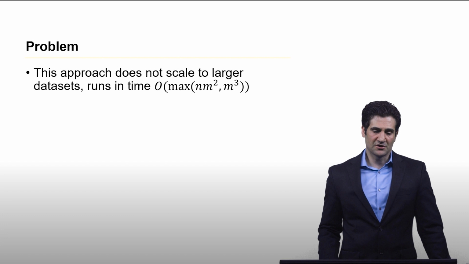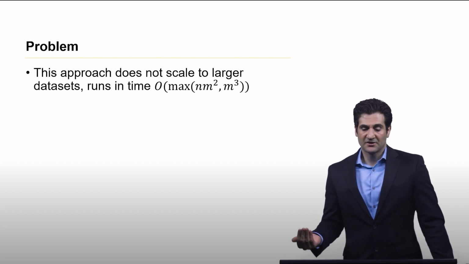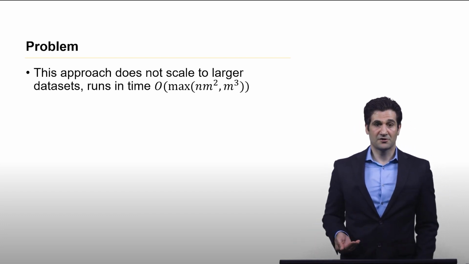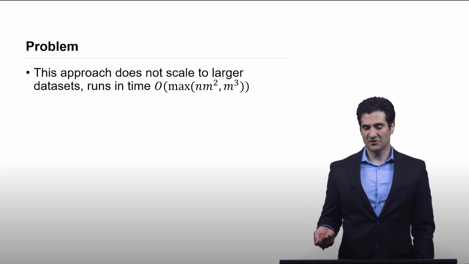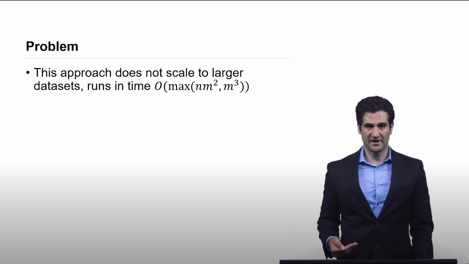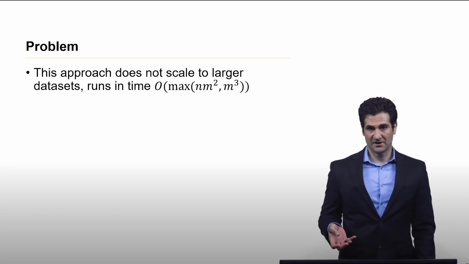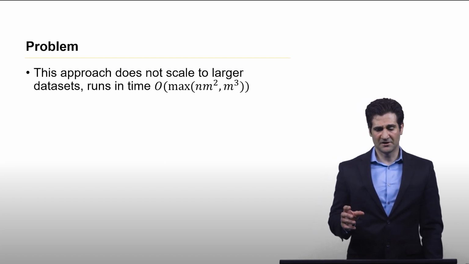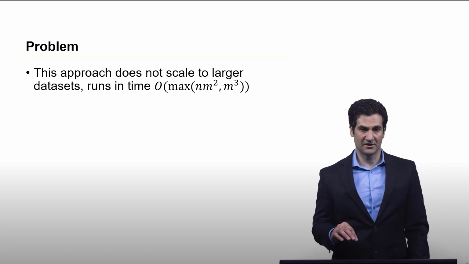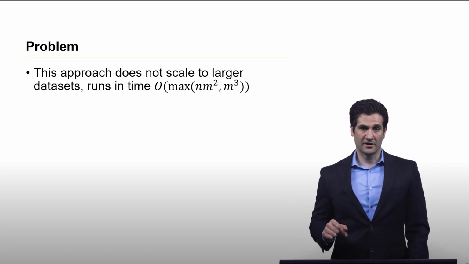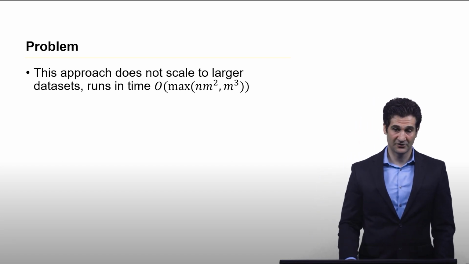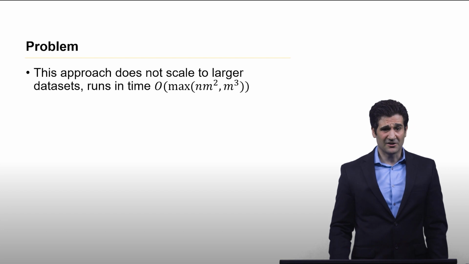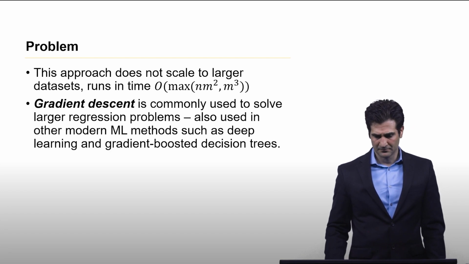But there are some issues with this. First, this does not scale to larger size data sets. Based on the size of the features or the size of the data itself, this is running in either the number of samples in the historical data multiplied by the features squared, or a quadratic of the number of features, whichever one dominates. So that doesn't scale very well.